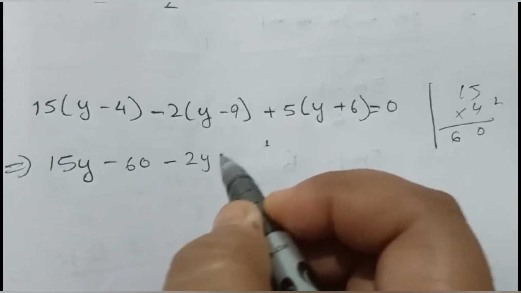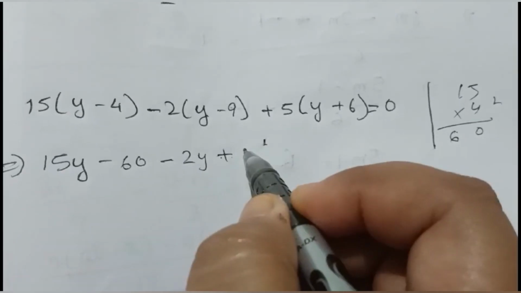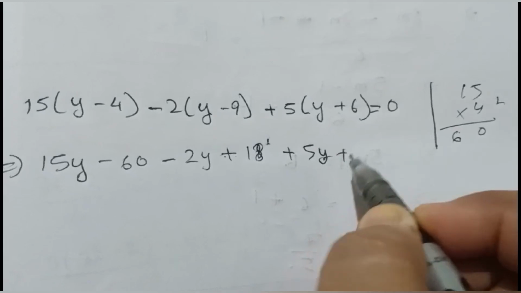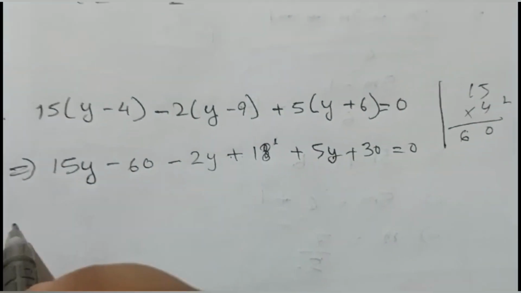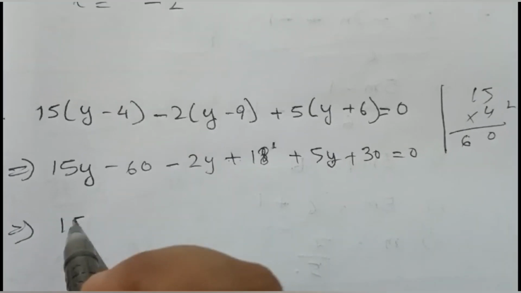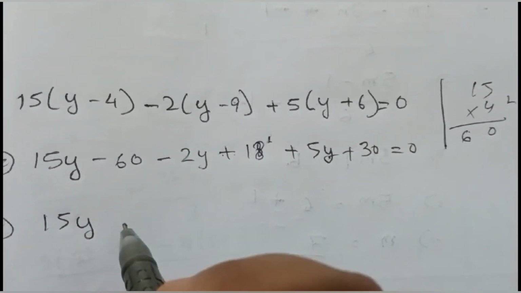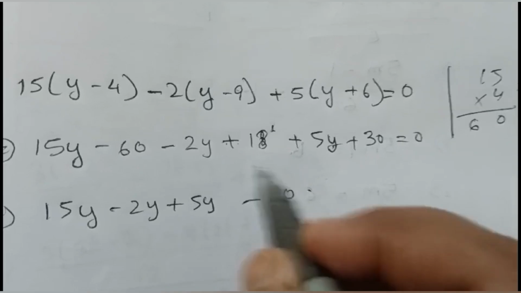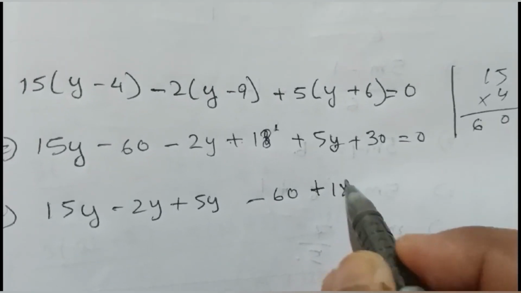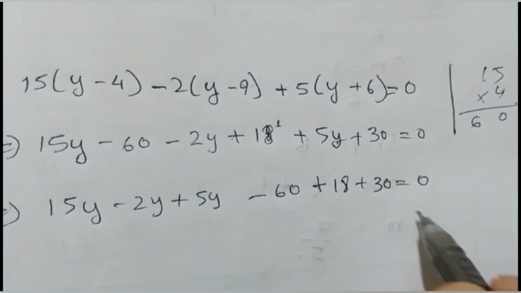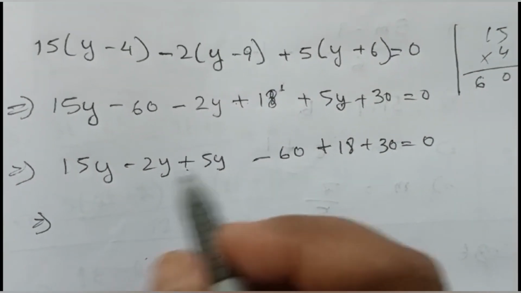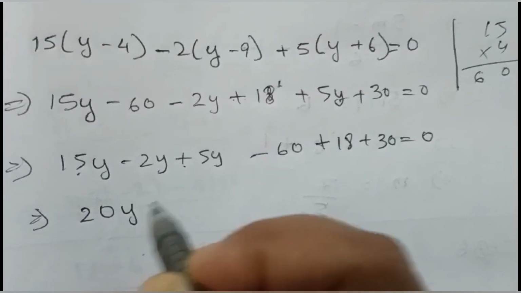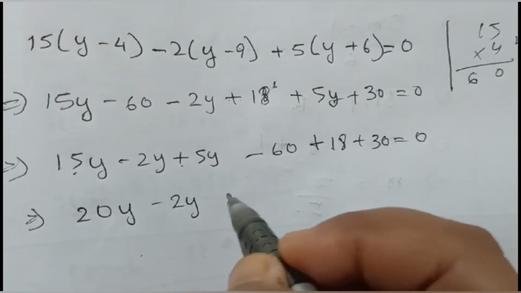So minus 2y and this one sign will change into plus. Minus minus plus, then this one 18. 2 9s are 18. Then this one plus 5y. Then this one plus 30. 5 6s are 30. So if you want to write y on the same line, then you just write like this: 15y minus 2y plus 5y. So that it will be easy for you to do the subtraction or addition. Okay, then the numbers I have written here like this serial wise.